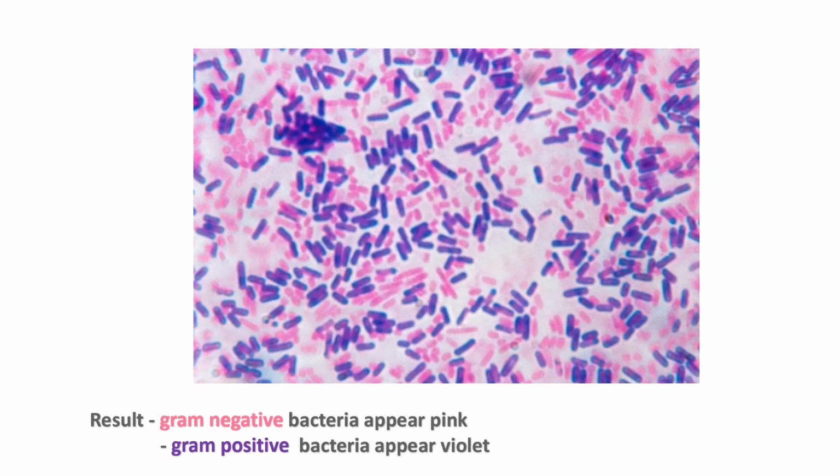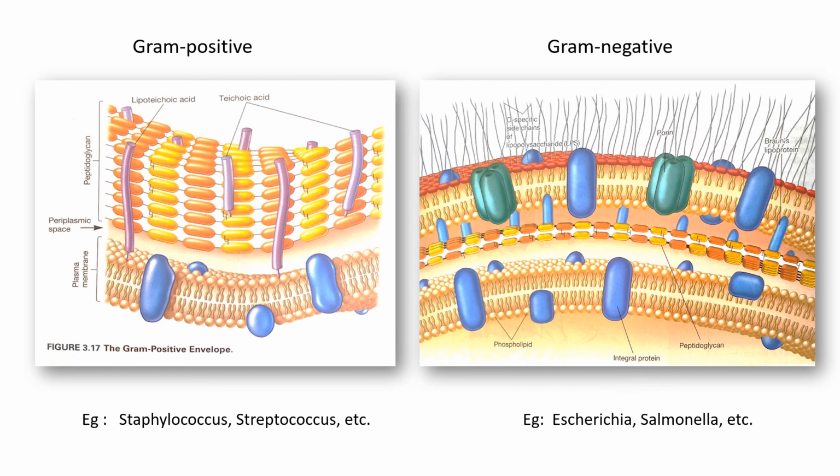When we view under the microscope, we can see that the gram-negative bacteria appear pink in color, and the gram-positive bacteria appear violet or purple in color. So why did the gram-positive bacteria remain purple while the gram-negative bacteria appeared pink?